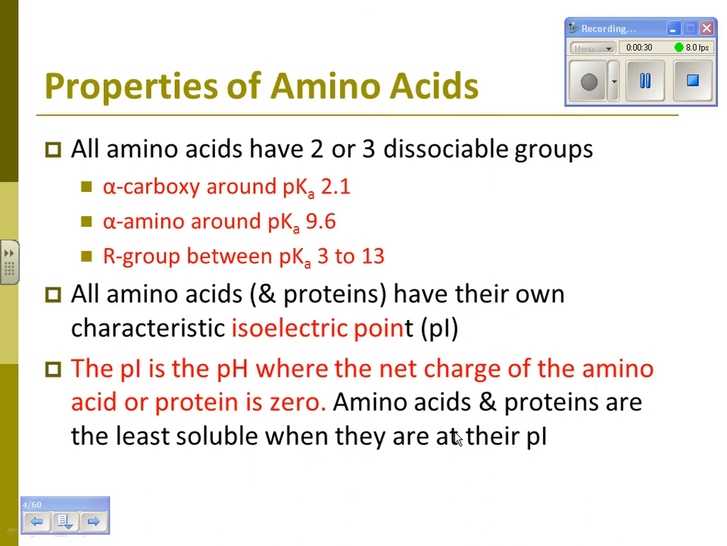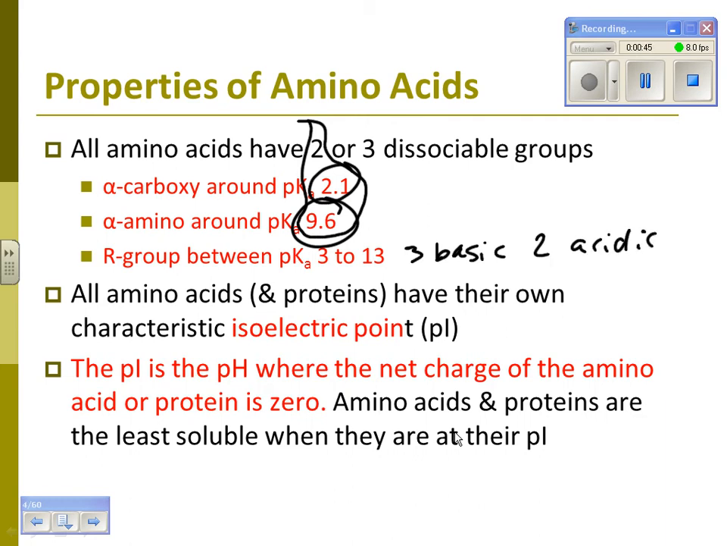Know that all of them have these two pKa groups, one around 2.1 on average, the other one around 9.6, and the 3 basic, the 2 acidic, plus cysteine and tyrosine are the only ones with a pKr, and you should know what those are. Know the definition of isoelectric point.